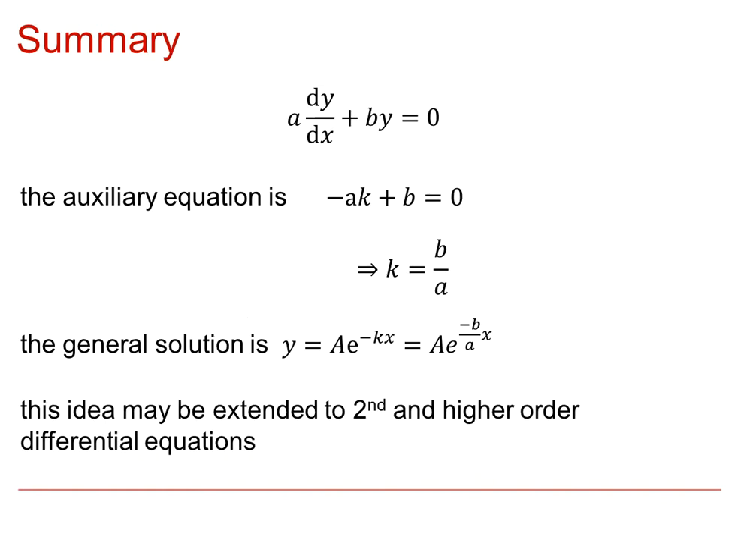So in summary then, for a first-order differential equation with constants a and b in the form a dy by dx plus by equal to 0, this being a homogeneous equation, the auxiliary equation will be minus ak plus b equals 0, giving that k equals b over a, and then the general solution will be y equals ae to the minus kx equals ae to the minus b over a x, noting that there is no integration involved and we've used a standard result.